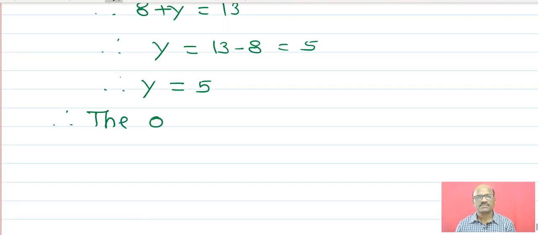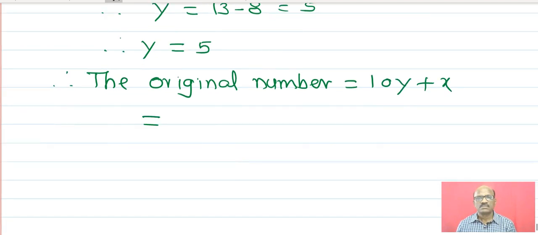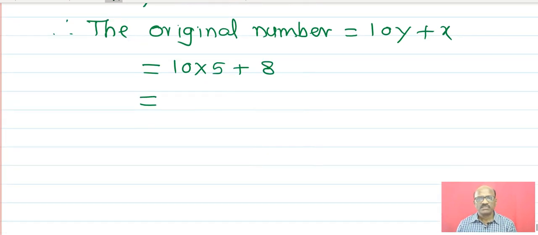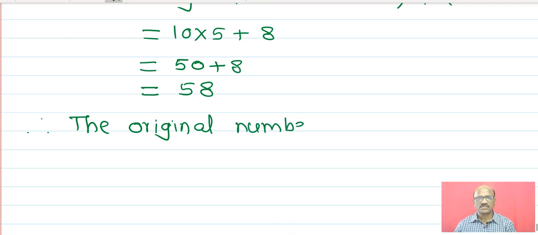Therefore the original number, that is 10y plus x, 10 into 5 plus 8, 50 plus 8, that is 58. Therefore the original number is 58.